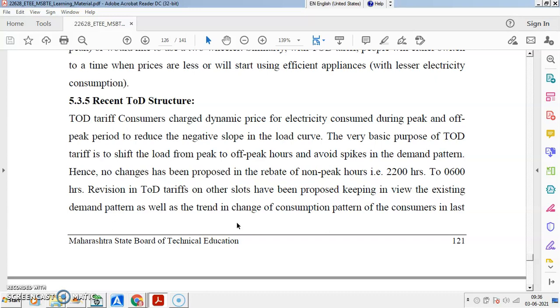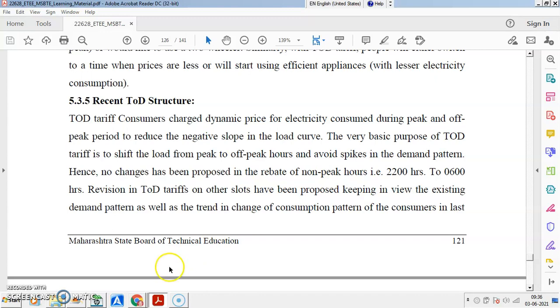So to reduce the negative slope of the load curve means to suppress the peak and fill the valley. If you say the load curve, the load curve is especially a curve.